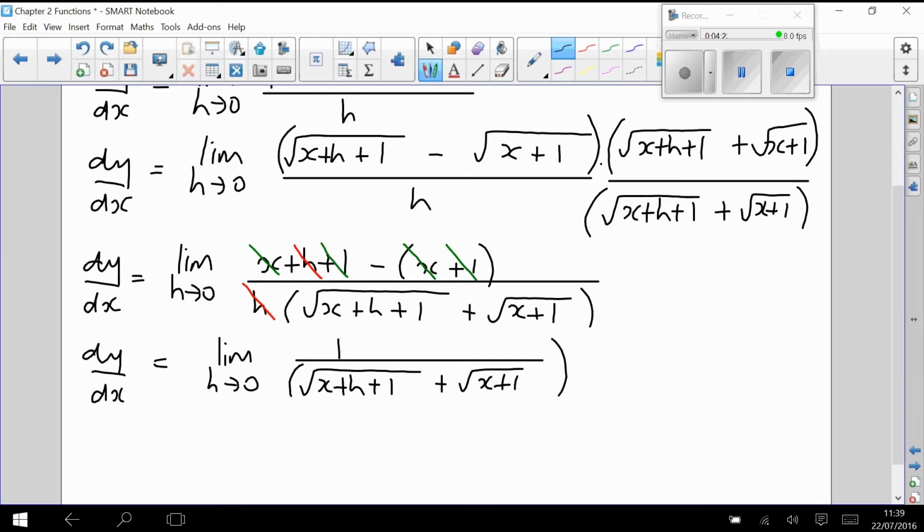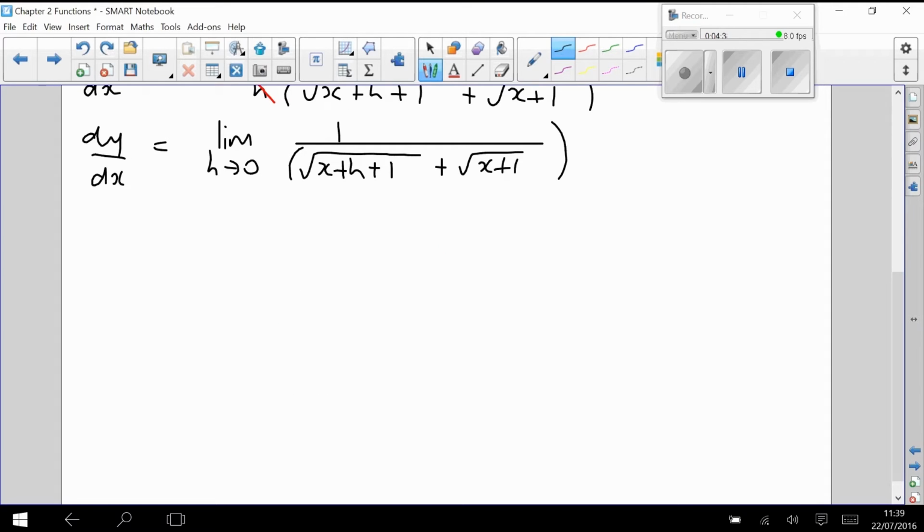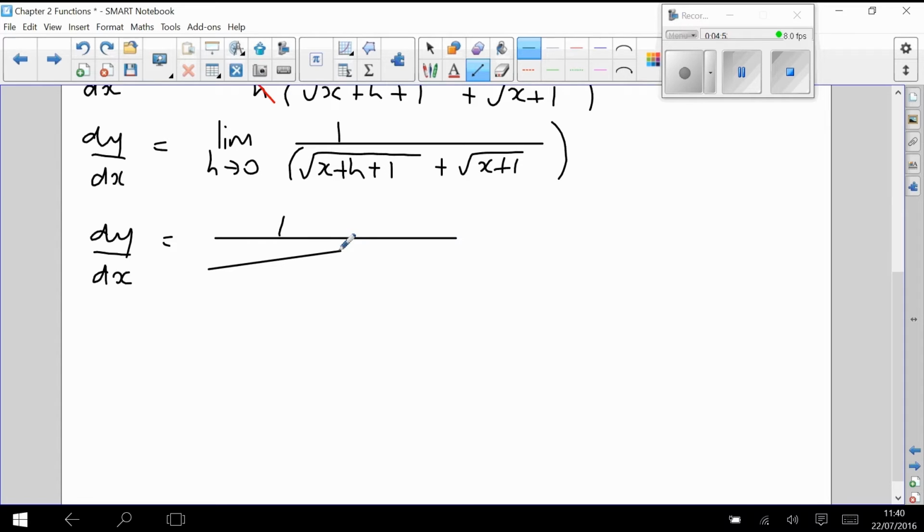You might have noticed when I started writing that we already have eliminated our problem, because now when I introduce 0 in the place of h, it no longer gives me a 0 denominator. And so the derivative of y in the variable x is in fact going to be given to me by the expression of 1 all over the root of x plus 0 plus 1 plus the root of x plus 1.